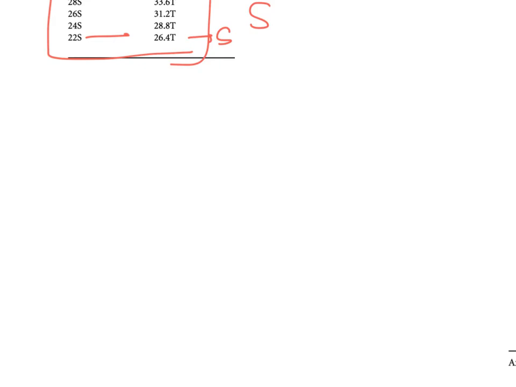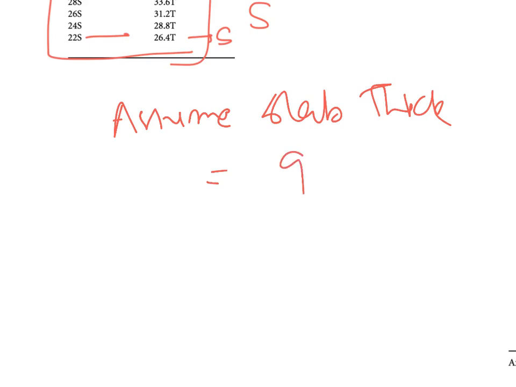Next step will be to assume some slab thickness. Let's assume a thickness of 9.4 inches. Third step will be to calculate the stress ratio factors. So in order to calculate the stress ratio factor, you need to determine the equivalent stress.